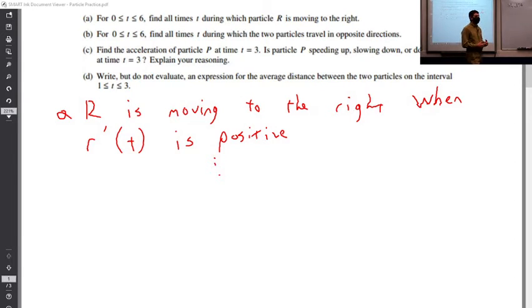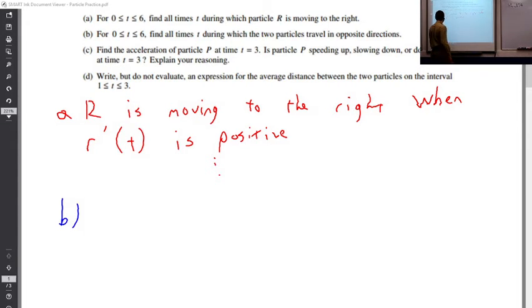So in part A, we looked at when the particle is moving to the right. The particle's moving to the right when our velocity is positive. Part B is also asking about the direction that these particles are moving. So this is also a question about velocity. And this time it's asking about both particles.